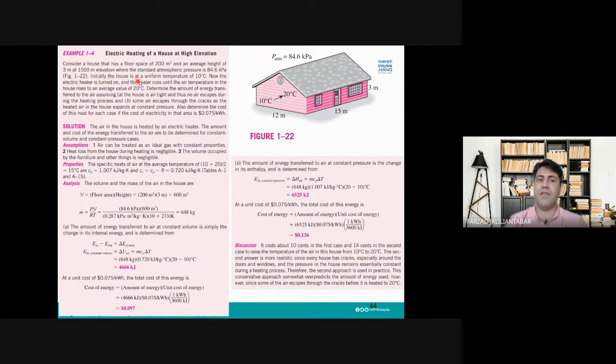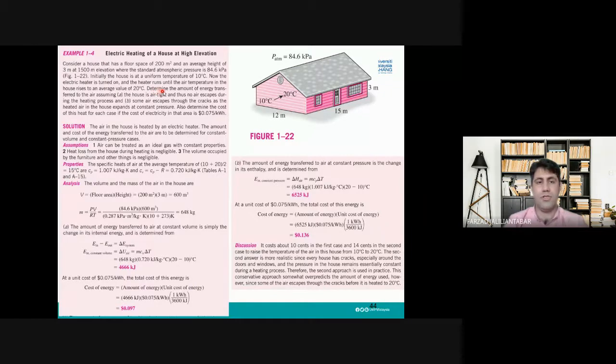Initially, the house is at a uniform temperature of 10 degrees Celsius. High elevation, low temperature. Temperature is 10 degrees Celsius, which is cold for us. So now the electric heater is turned on, and the heater runs until the air temperature in the house rises to average value of 20 degrees Celsius. The temperature which suits for us, or we are comfortable in that temperature, 20 degrees Celsius.